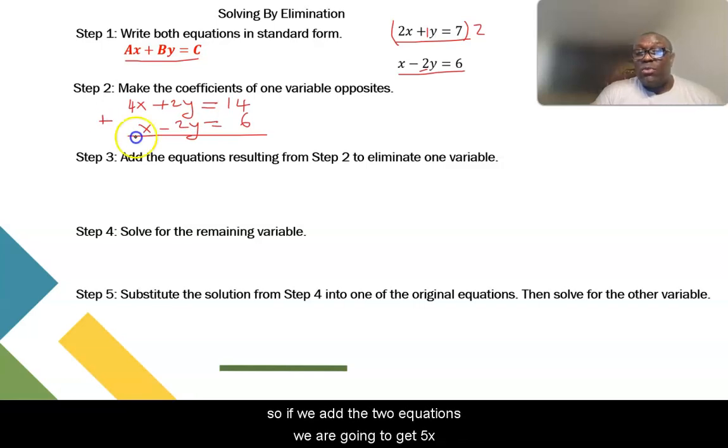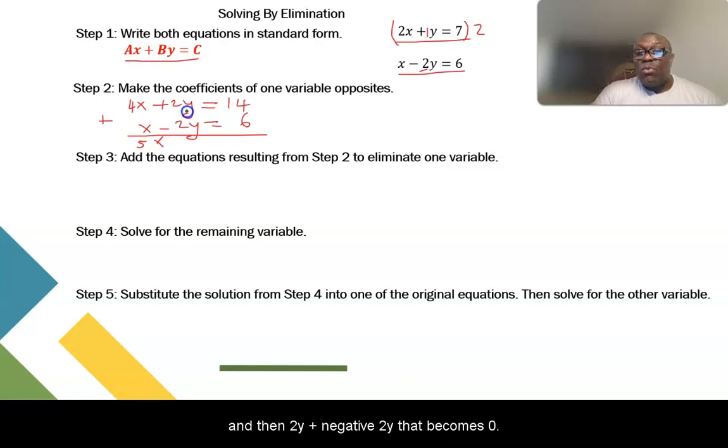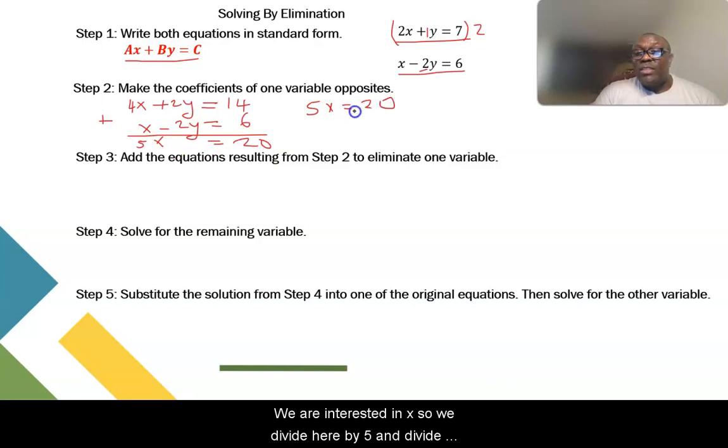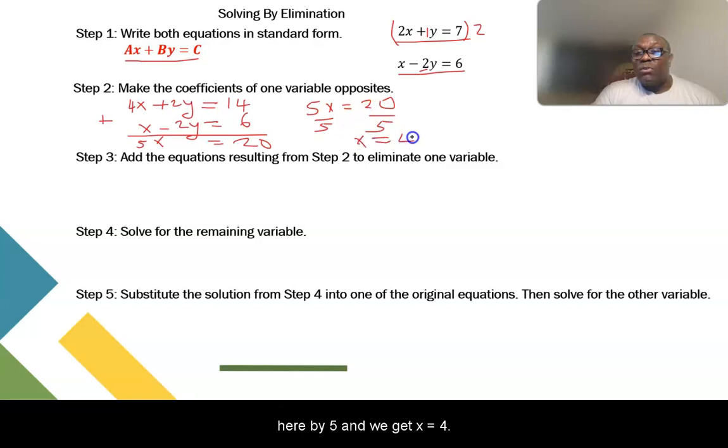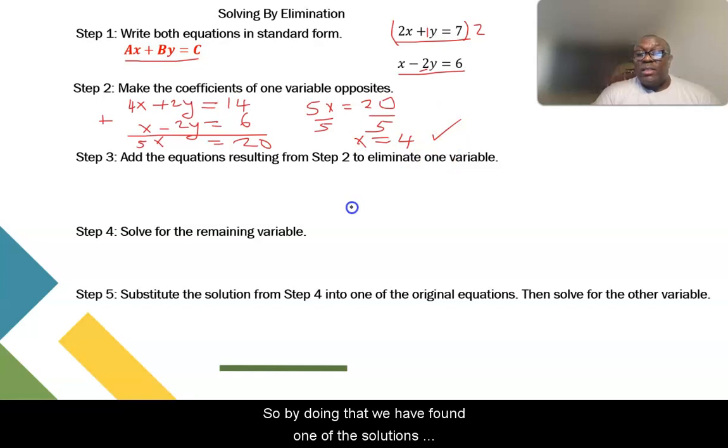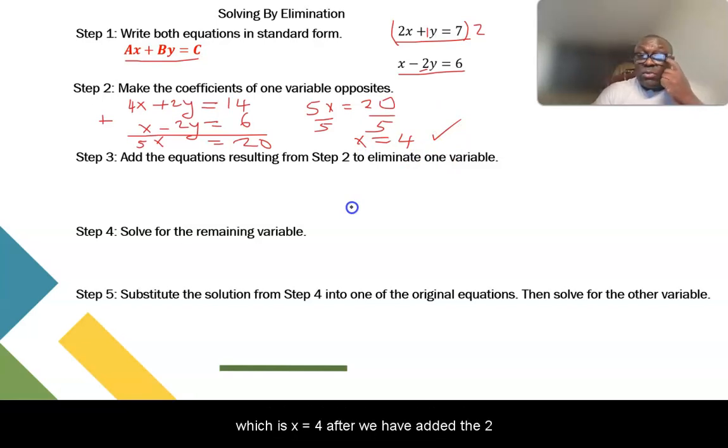So if we add the two equations, we are going to get 5x, and then 2y plus negative 2y becomes 0. And so we have 14 plus 6, that is 20. So we have 5x equals 20. We are interested in x, so we divide here by 5 and divide here by 5, and we get x equals 4. So by doing that, we have found one of the solutions, which is x equals 4.